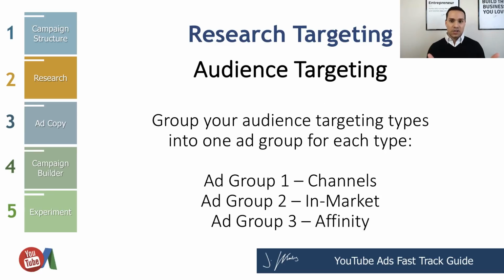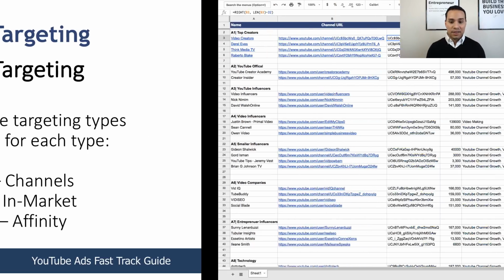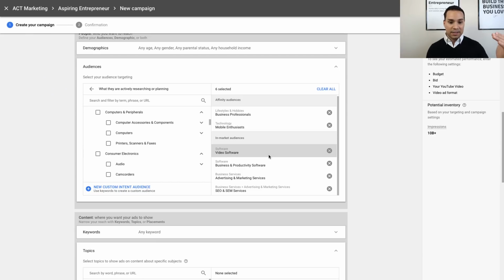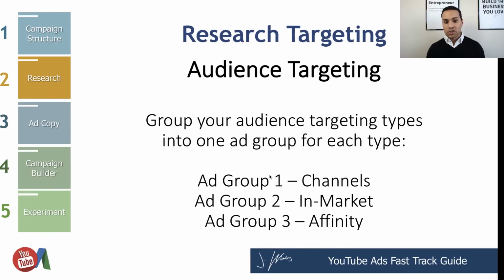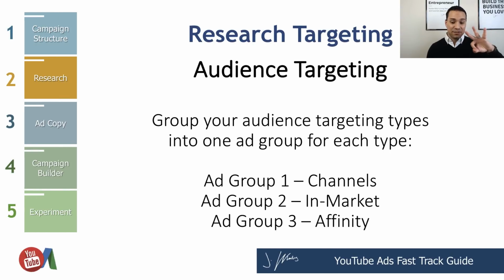And so your initial ad groups will look something like this. You'll have 1 ad group for channels, 1 ad group for in-market, and then 1 ad group for affinity. So for me, I have my 3 YouTube channels, then I have the affinity audience I can target here, and some in-market audiences I could target here. So that would, for me, represent 3 different ad groups.